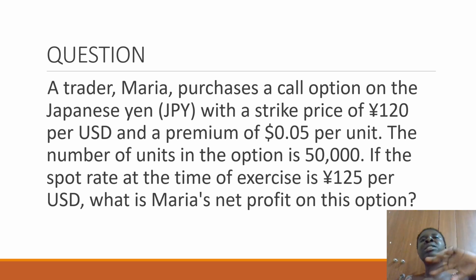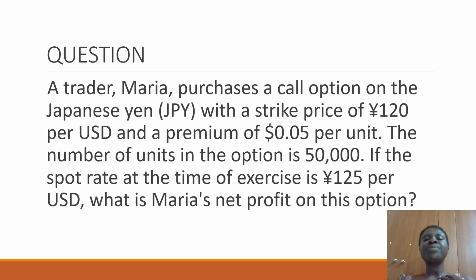Then you use the formulas or solutions that we've been using previously under call option and put option to solve it. So you find the strike price by doing the exchange rate, because you want to change it to dollars to know how much 1 yen is worth in dollars. How much will Maria pay for 1 yen if she's using the strike price, and how much will she pay for 1 yen if she's using the spot rate?